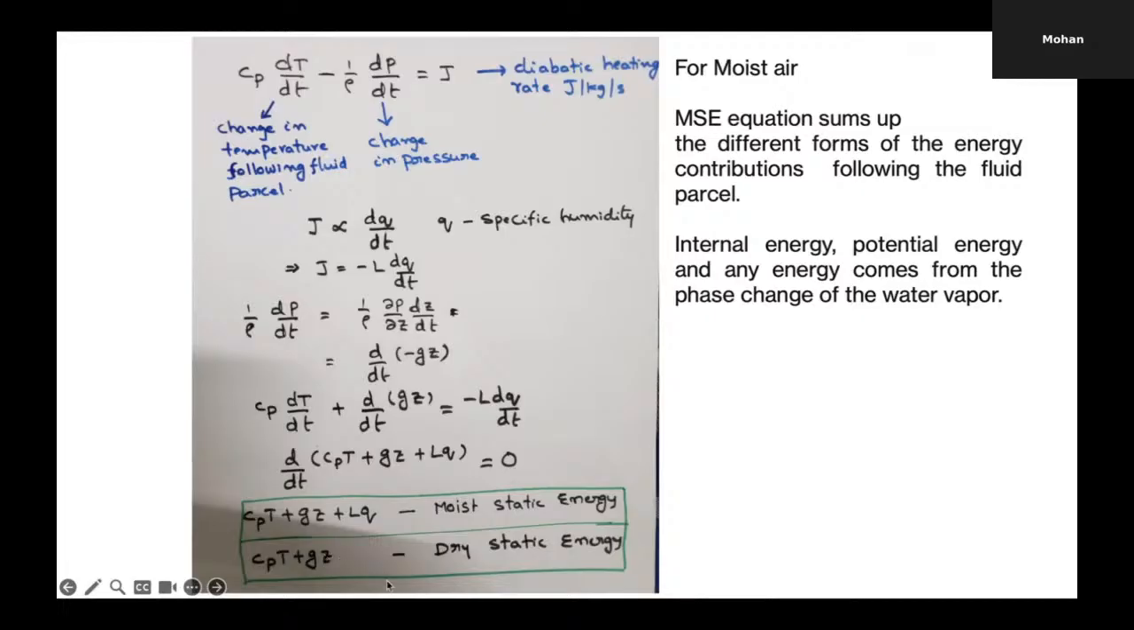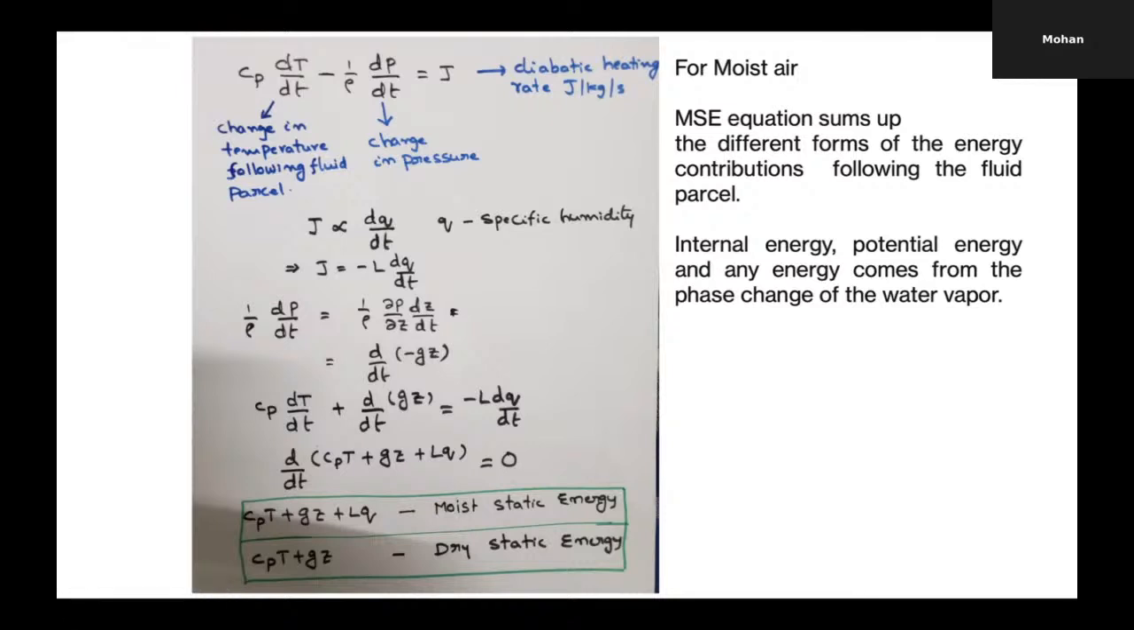If you take this equation equal to 0 on either side, then you end up with the lapse rate, which is nothing but your dry adiabatic lapse rate. So the dry adiabatic lapse rate comes from this equation only. The moist adiabatic lapse rate comes from this equation. So these two are your moist static energy and dry static energy.